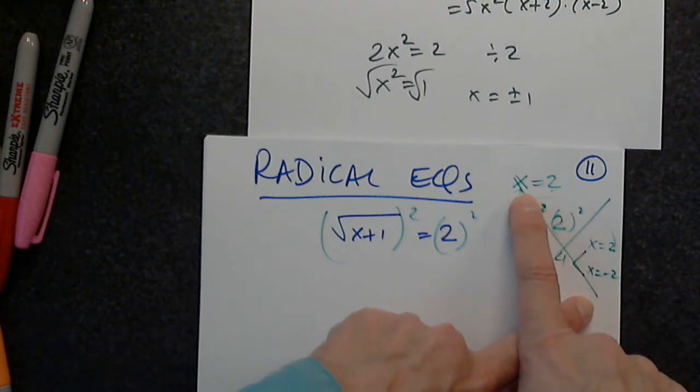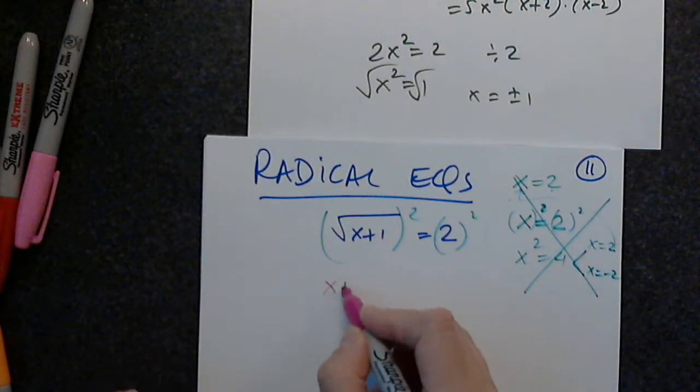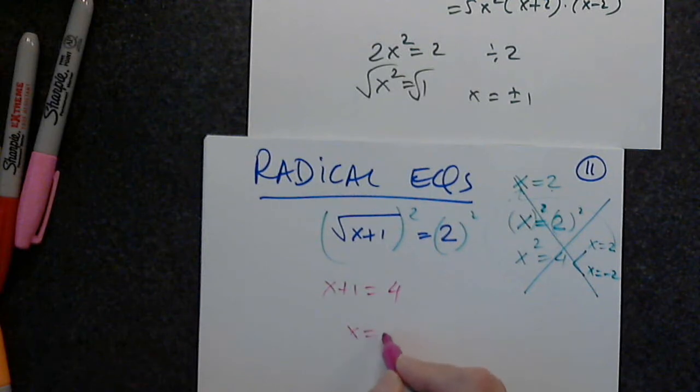And one of them is off. One of them does not work in the original problem. So then, after we square and we get x plus 1 equals 4, hence x equals 3, we have to write a question mark and say, does it work in the original problem? Because it may or may not.